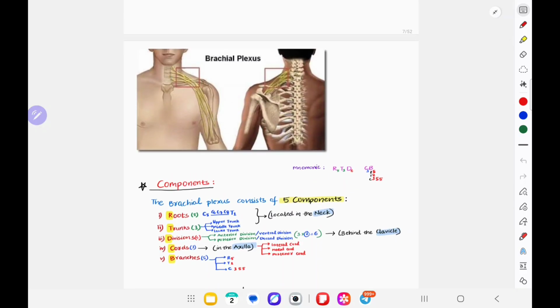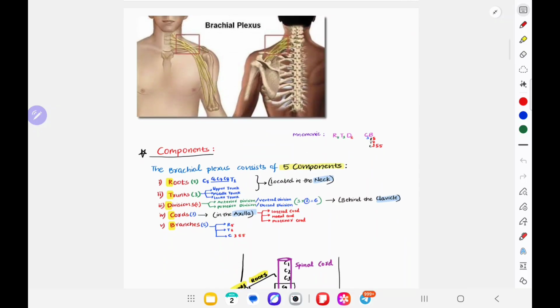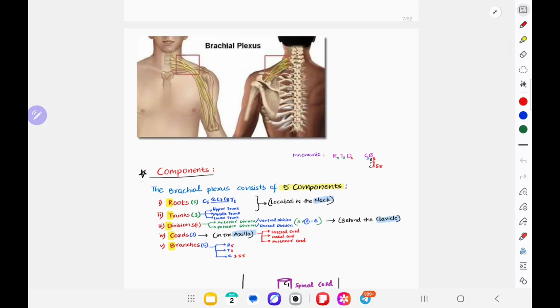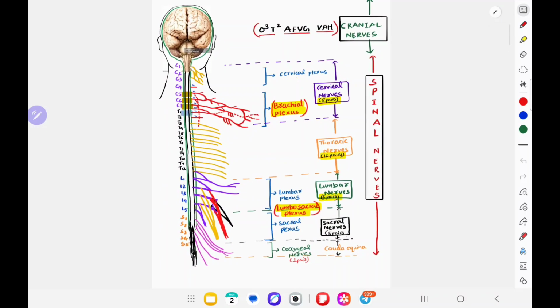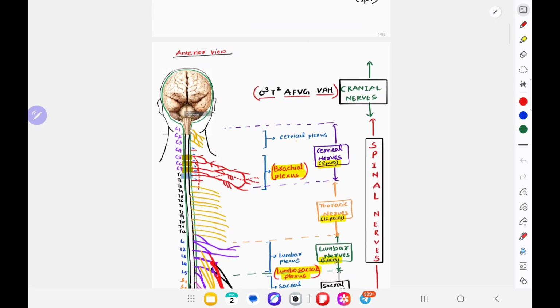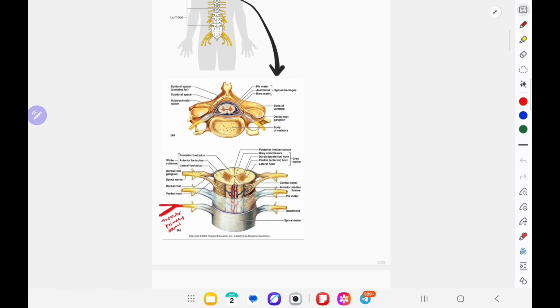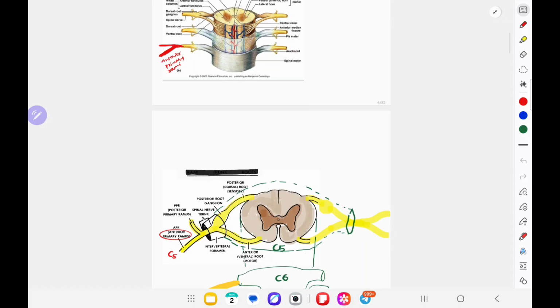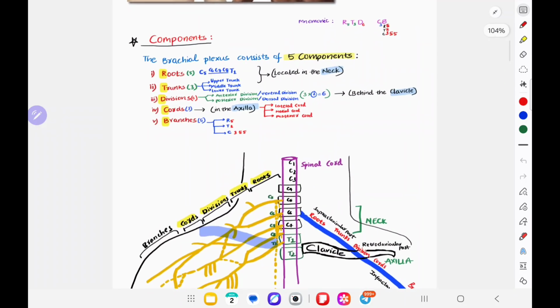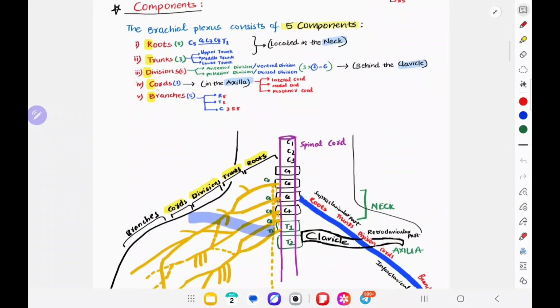So we are stopping the lecture here only. The components and the roots, trunks, divisions, cords and branches we'll study in the next part. This video gives you a view of the brachial plexus and all the nerves in the body. It gives the view on all the nerves originating from the body, and it will make you understand the brachial plexus very well, so that upcoming complex topics will become a piece of cake for you. Next part we'll discuss the components of the brachial plexus. That is 5 components: roots, trunks, divisions, cords, and branches.